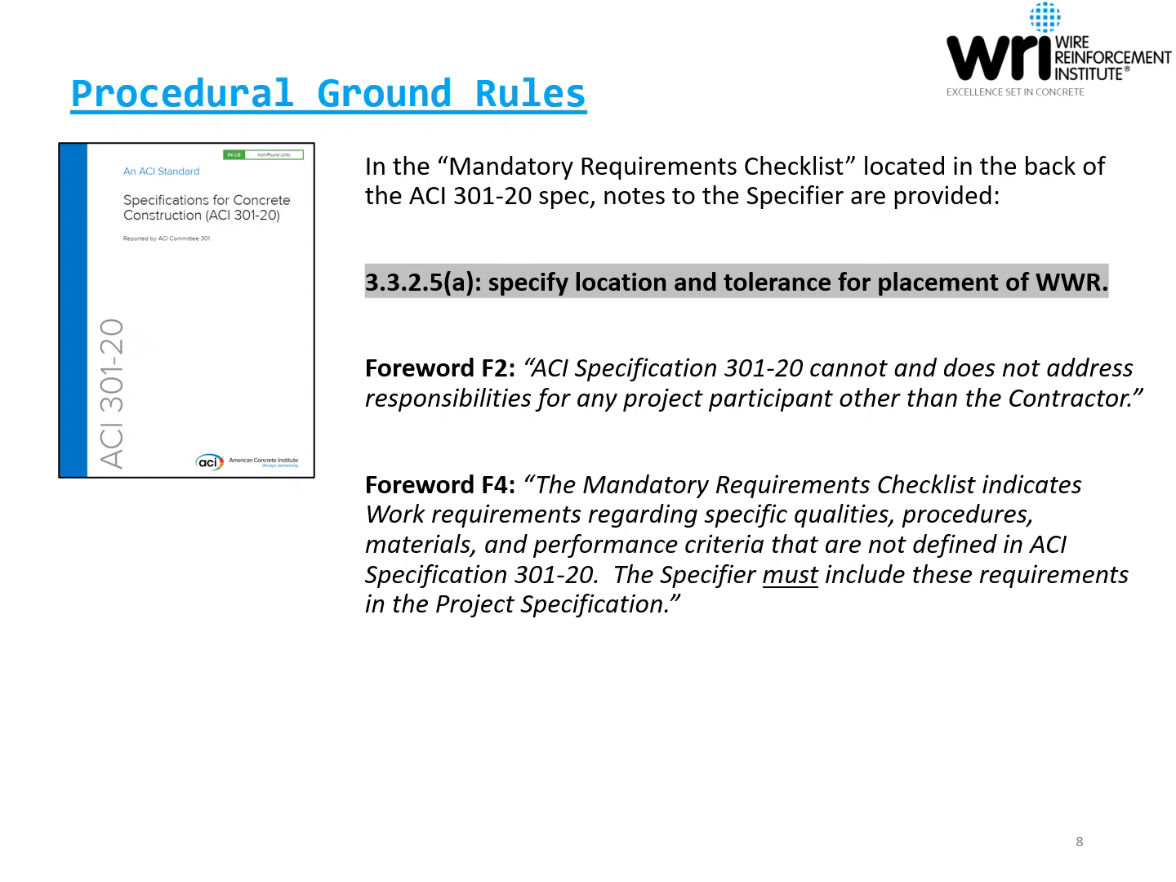Forward F2 states 301 cannot and does not address responsibilities for any project participant other than the contractor. And forward F4 states, The mandatory requirements checklist indicates work requirements regarding specific qualities, procedures, materials, and performance criteria that are not defined in ACI 301. The specifier must include these requirements in the project specifications. Clearly then, ACI 301 is requiring that the specifier identify both reinforcement location and tolerance for welded wire reinforcement. This will be a prevailing theme throughout this presentation.